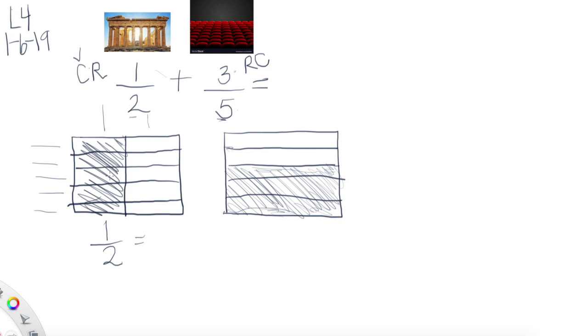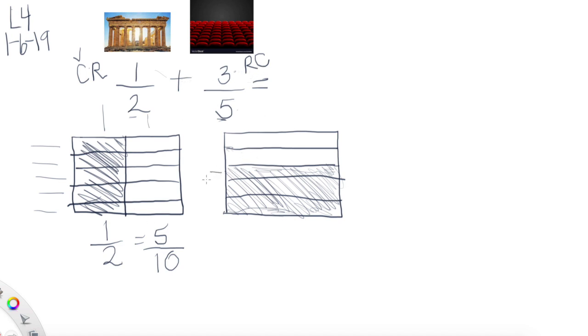1, 2, 3, 4, 5 out of how many boxes total? Well, I have 1 column of 5 and another column of 5. That's 10. So we've revealed that 1/2 is equal to 5/10. Okay, I like this. Now, let's look at 3/5.